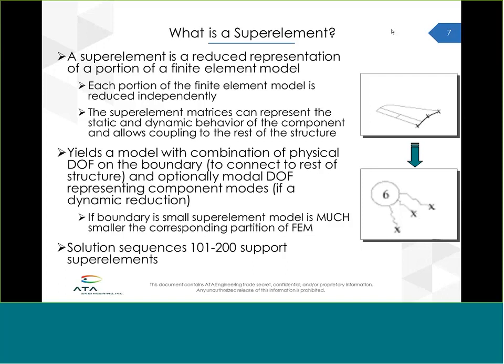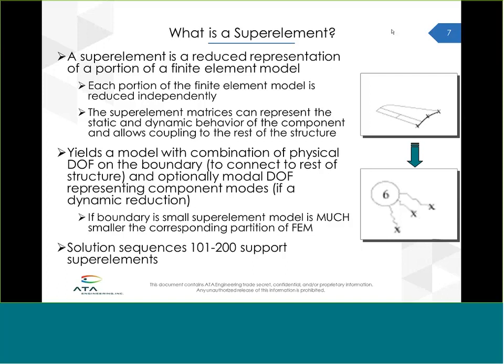So what you end up with at the end of the day, when you start out with a detailed FEM and you do a superelement analysis, is a model that has a combination of physical degrees of freedom on the boundary. Those are kind of normal grids with 6 degrees of freedom. And then if you're doing a dynamic reduction, you also have modal degrees of freedom. And those represent the internal dynamic characteristics.